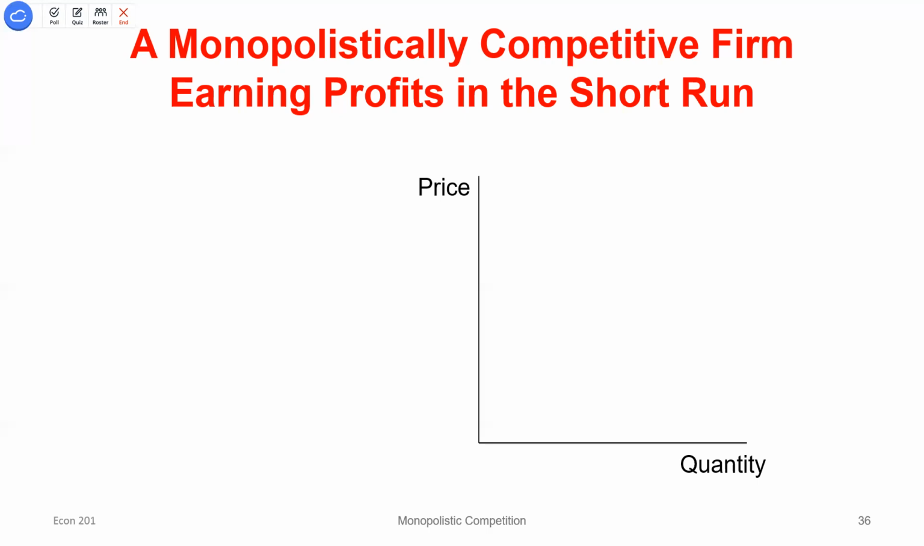Now they're still going to face these increasing marginal costs. Before I add in the average total cost curve, where would the profit maximizing quantity be? Just like the monopolist, it was very similar. Where does marginal revenue equal marginal cost? This is the quantity the firm would choose. What price would they charge?